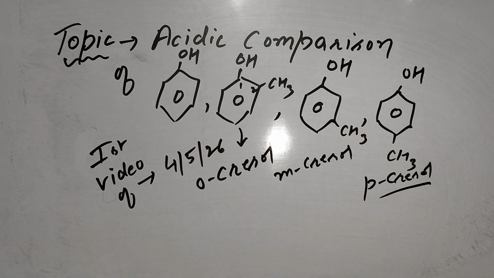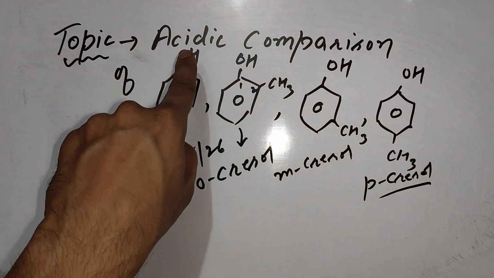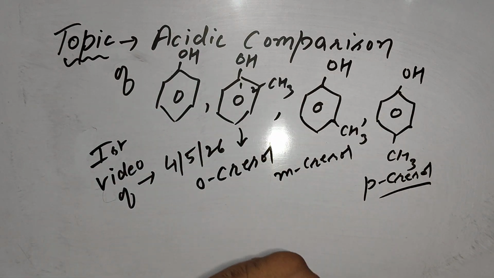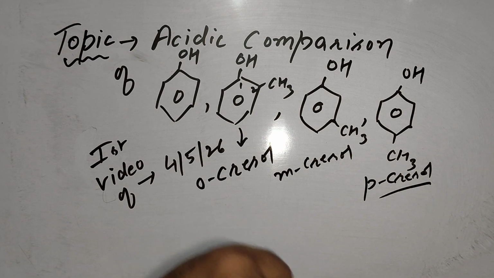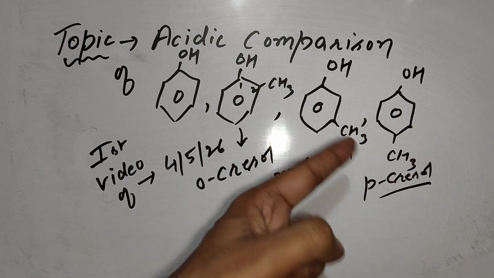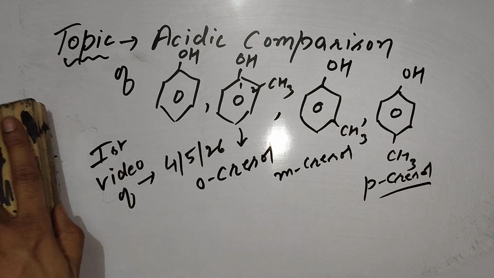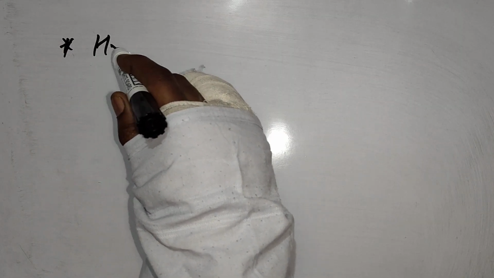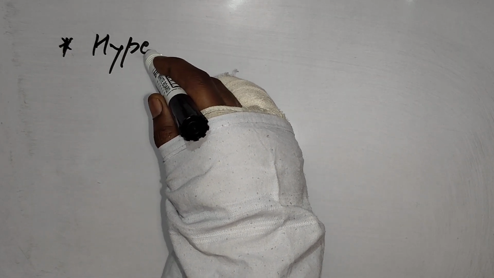Let's start to compare their acidic nature. Technique will be same. I will make oxygen anion and I will compare their stabilities. But before going for the stability, one effect is there which you should know because that effect is present in this molecule and it is not discussed with you. Actually, this effect you have already done in 11th class, which is known as hyperconjugation effect.